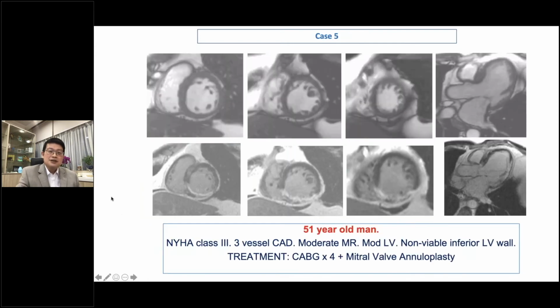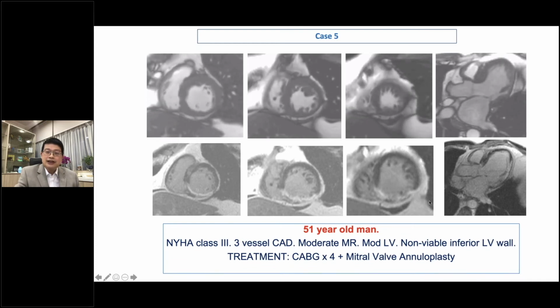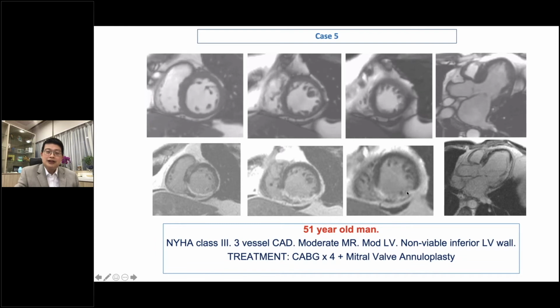So this is another case. This is a 51-year-old man. He was in NYHA class 3, so he's short of breath on mild exertion. He had 3 vessel coronary artery disease, moderate mitral regurgitation, and you can see on the cardiac MRI, non-viable inferior LV wall. It is highlighted with gadolinium. So in this case, he had 4 bypass grafts and a mitral annuloplasty. Because the non-viable segment is the segment supporting the papillary muscle.